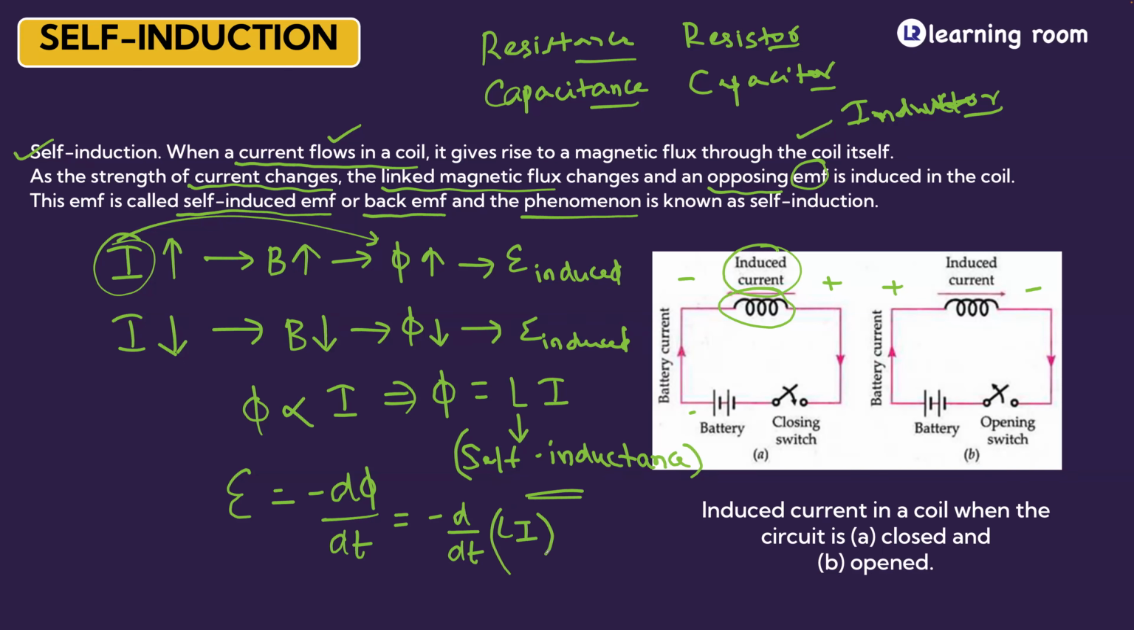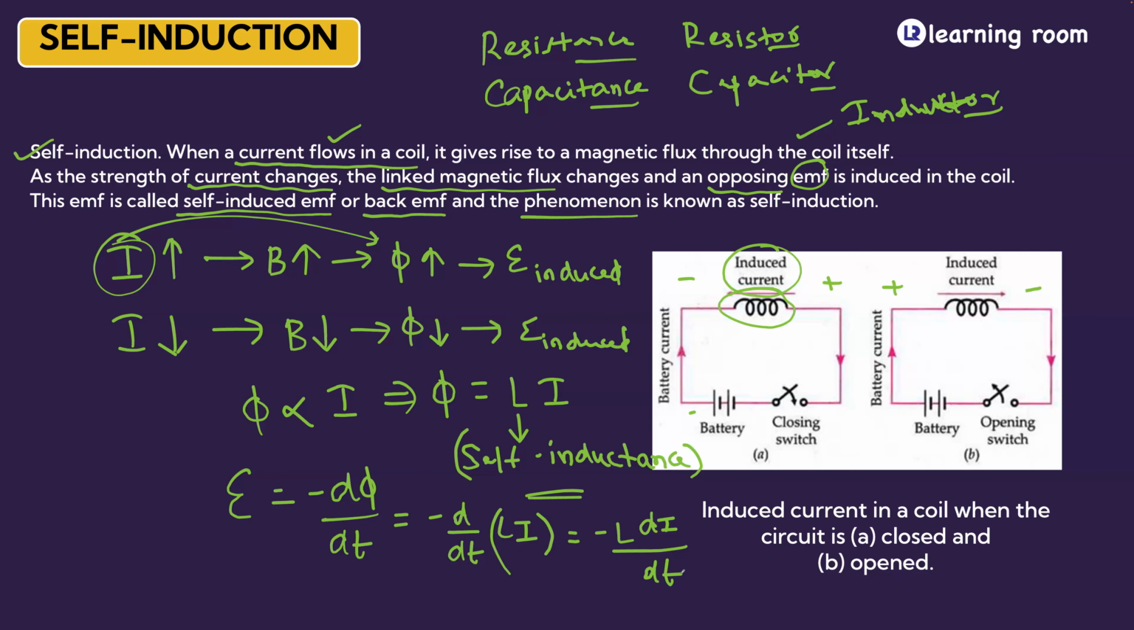So L is a constant for a given device. Like how resistance is constant for a given resistor, L is a constant for a given inductor. So take the L outside, minus L into, I'm going to have di divided by dt. Am I clear with this? So what we are trying to say here is, if you want to write the expression for EMF induced in a coil in terms of self-inductance, then it has a mathematical expression of minus L into di divided by dt.